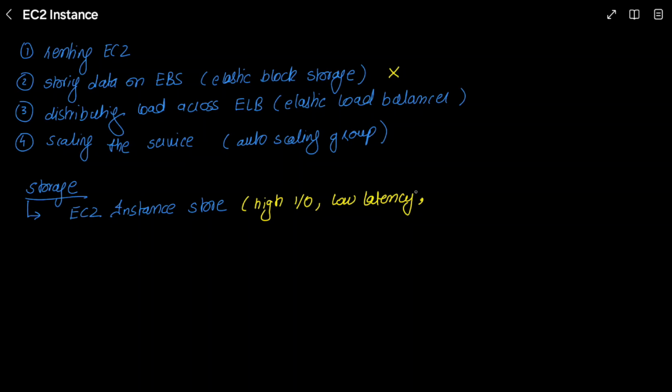Another factor is that this is not persistent. Whenever your EC2 instance stops or terminates, you will actually lose the instance store as well. So if you want to use it for data that is temporary, or maybe temporary cache, temporary buffers, then this makes sense. Otherwise, for persistent storage, you can always look for other options within the Amazon landscape.